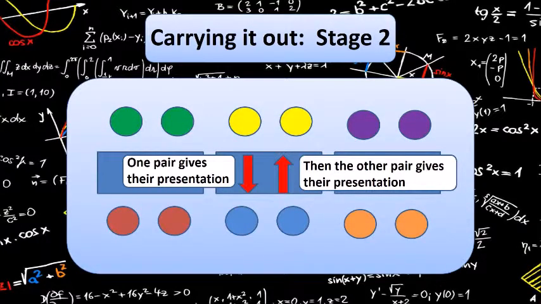Second stage is that all of the pairs move around the table clockwise. So now all of the pairs are facing a different pair. They then go and give their presentation to this different pair and vice versa.